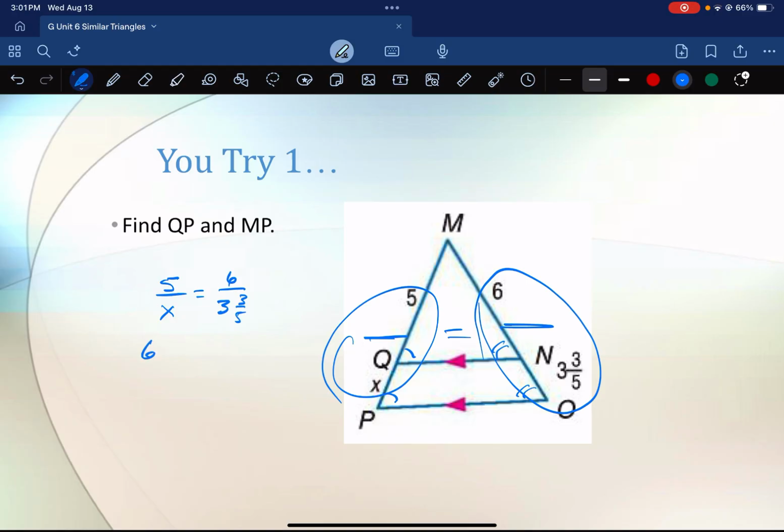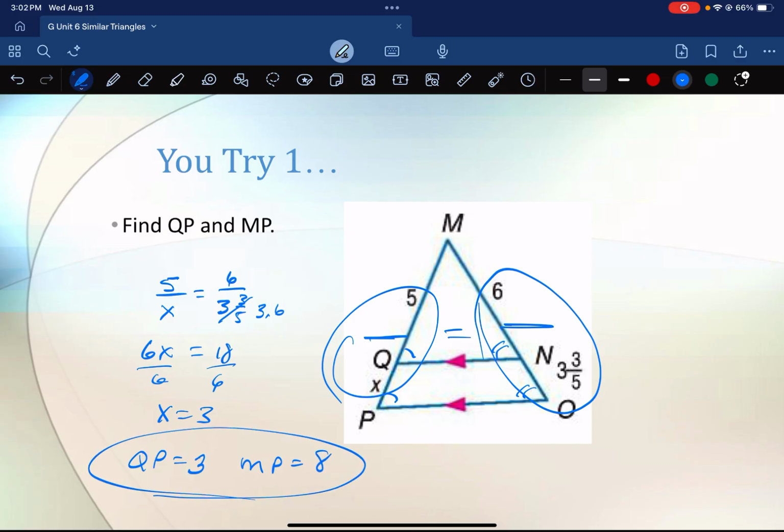6 times x is 6x. 5 times 3 3/5: do you want to take 3/5 and turn it into a decimal? That's 3.6, so 5 times 3.6 is 18. Then I'm dividing by 6, and x has a value of 3. Now answer the questions. What's QP? Well, that's 3, because that's the value of x. What's MP? MP is the value of 3 plus 5, or 8.